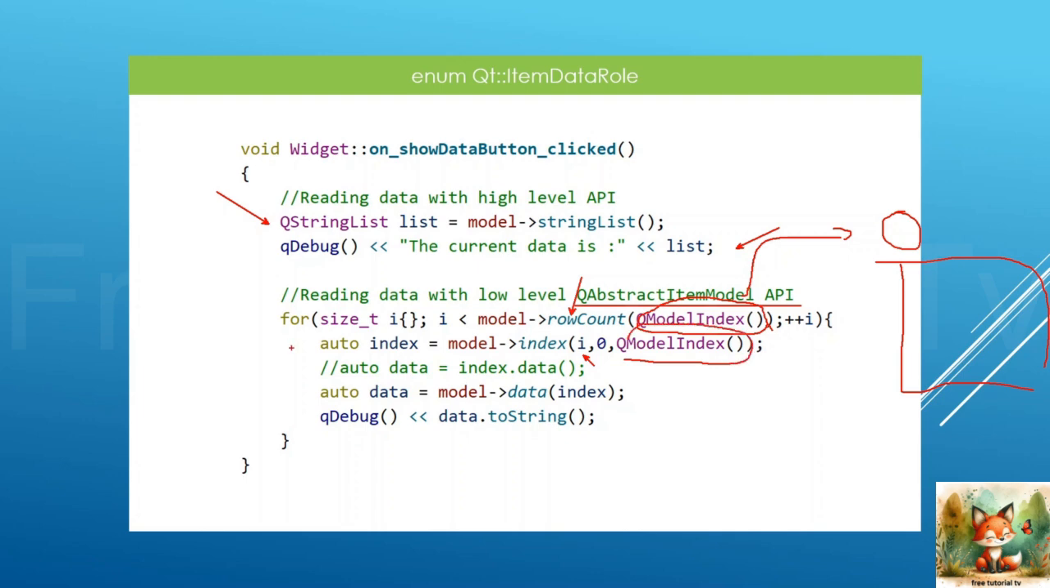Once we have the index, we can call the data method on the model, passing in the index. But it is also possible to get the data by calling the data method on the index. Please take a moment to understand this. Once we have the data, we can print it out and we're going to see it shown on the console. Now that you know this, we can head over to Qt Creator and do this.